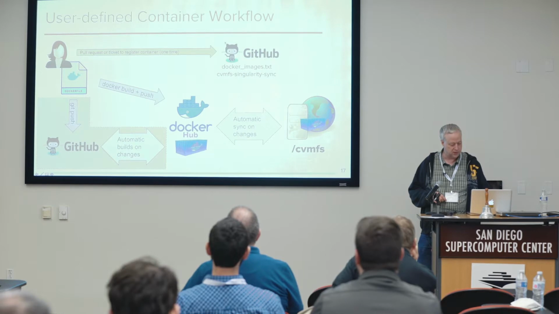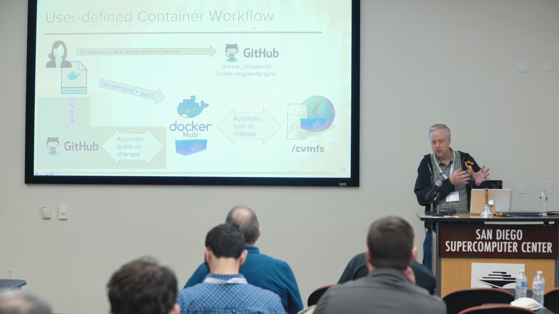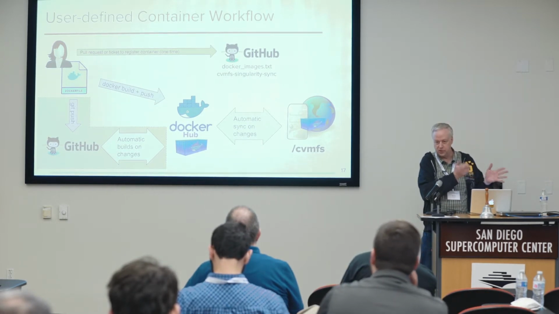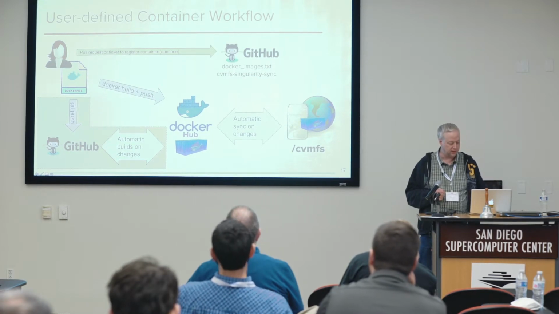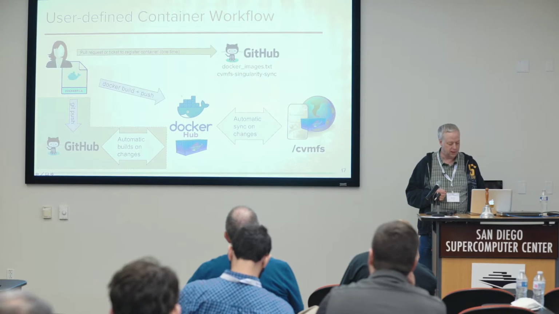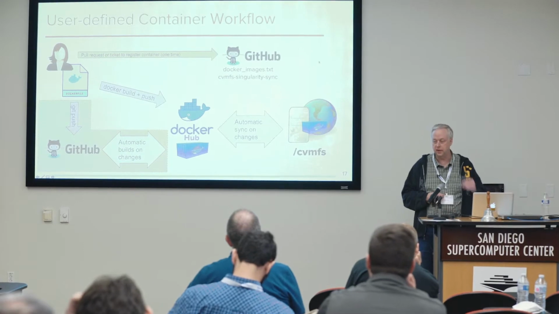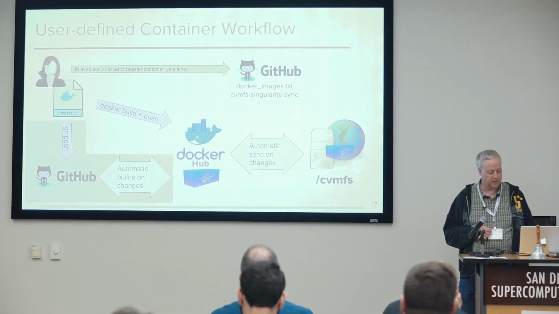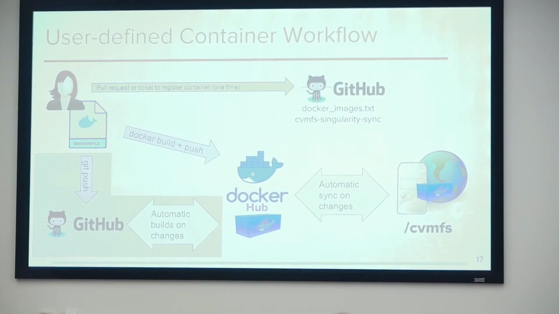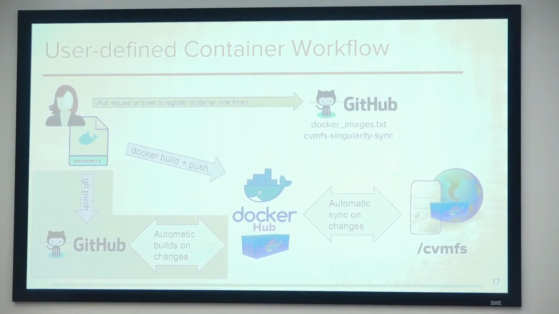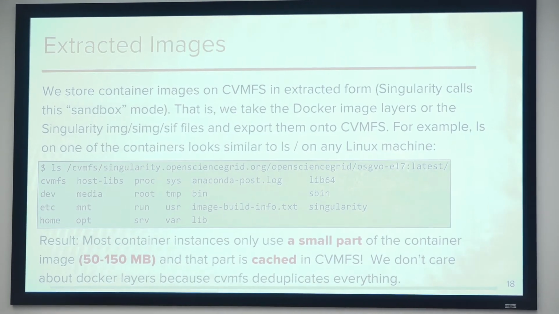So the user first puts, in GitHub, there's a file which says which Docker images we want to publish. And then the user can publish either directly to Docker or via GitHub to get into Docker Hub. And then it automatically syncs and publishes into the Singularity repository. So once we set up the configuration, then whenever the person who owns that container in Docker Hub publishes a new one, it gets automatically published in CVMFS. And then it's just automatically available there on whatever system you want to use it.